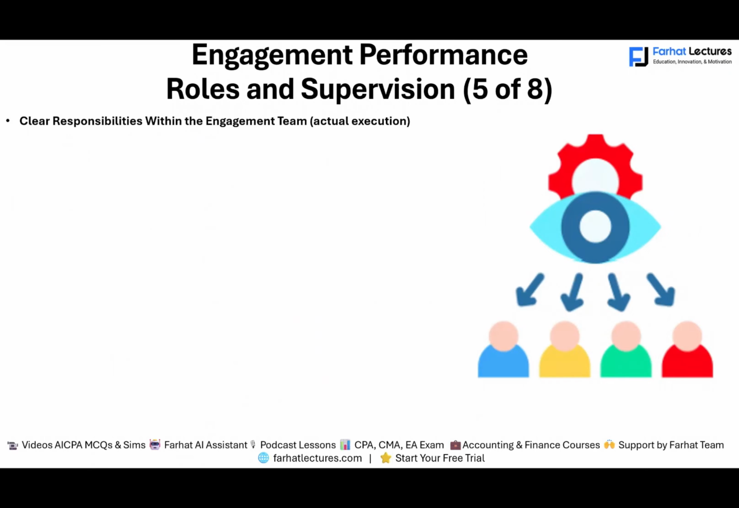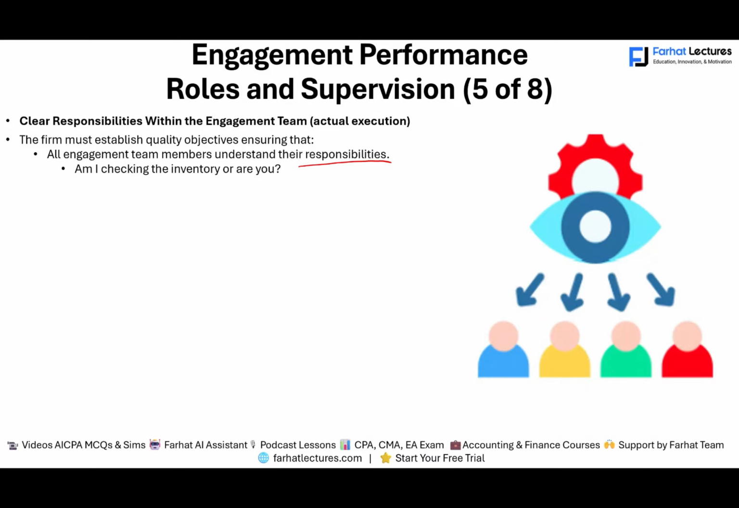Starting with the engagement performance. Engagement performance is what? This is where the rubber meets the road. Now we're driving the car and we are performing the audit. What do we need to know? The first thing, we have to have clear responsibilities. Who's performing the actual execution? And we must establish audit objectives that ensure all engagement team members, if you are working on that audit, understand your responsibility. And that's part of the audit team. Am I checking the inventory, or are you checking the inventory? If you think you're checking the inventory and I think I'm checking the inventory, maybe no one's checking inventory.